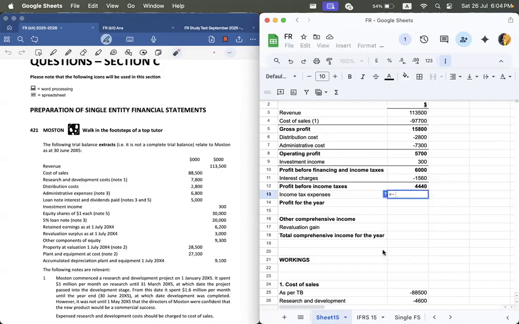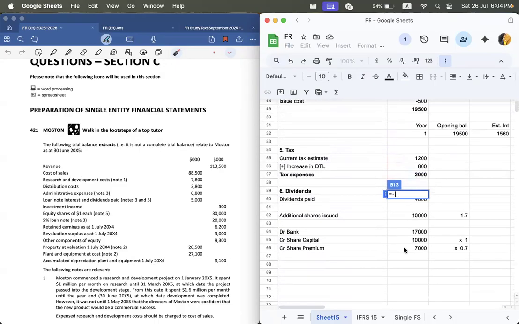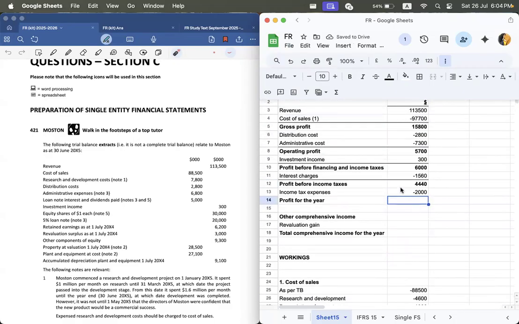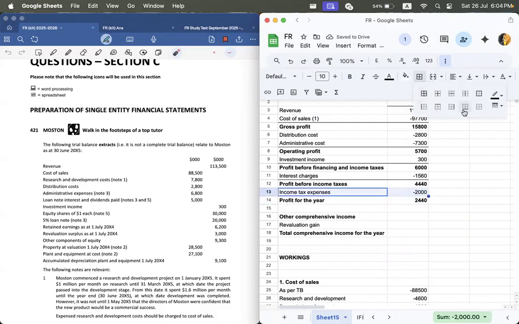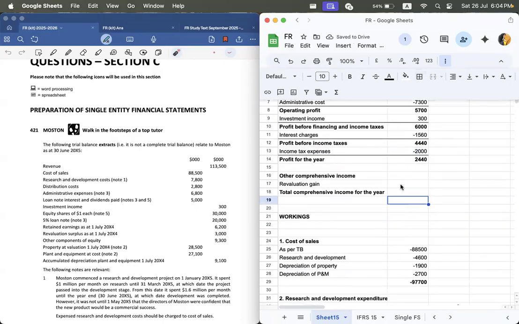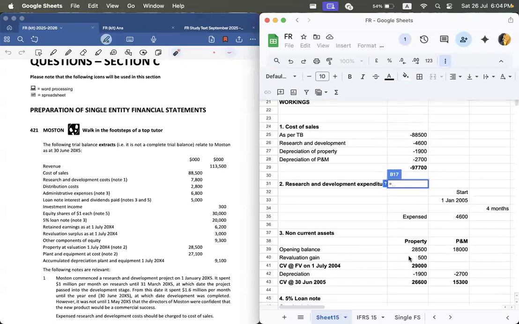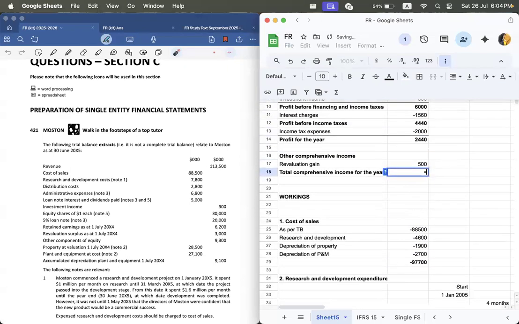Now you're going to give the tax expenses which you have already calculated, which is here. Then this plus this again. Now the revaluation gain is also already calculated. You have it right here. So the total comprehensive income is this profit plus the revaluation gain. Understood? That's all.